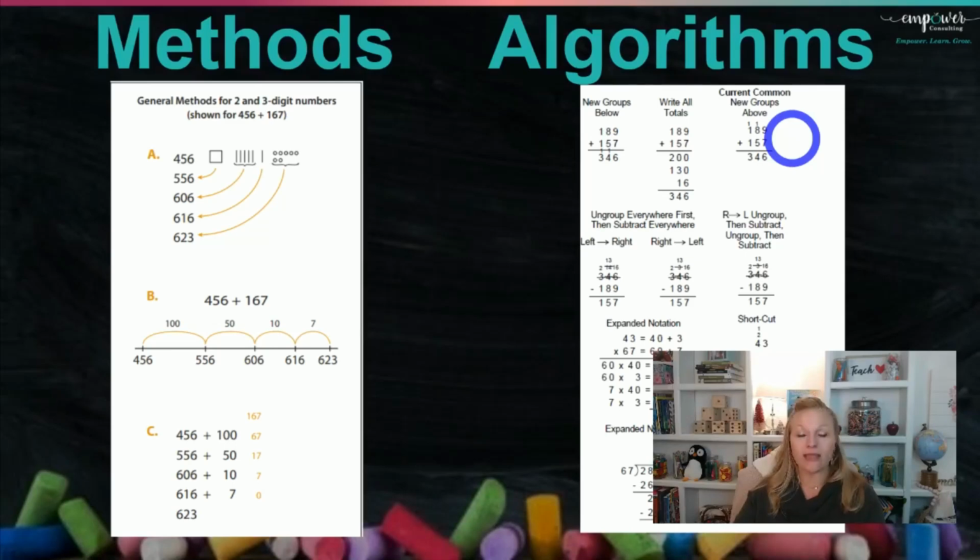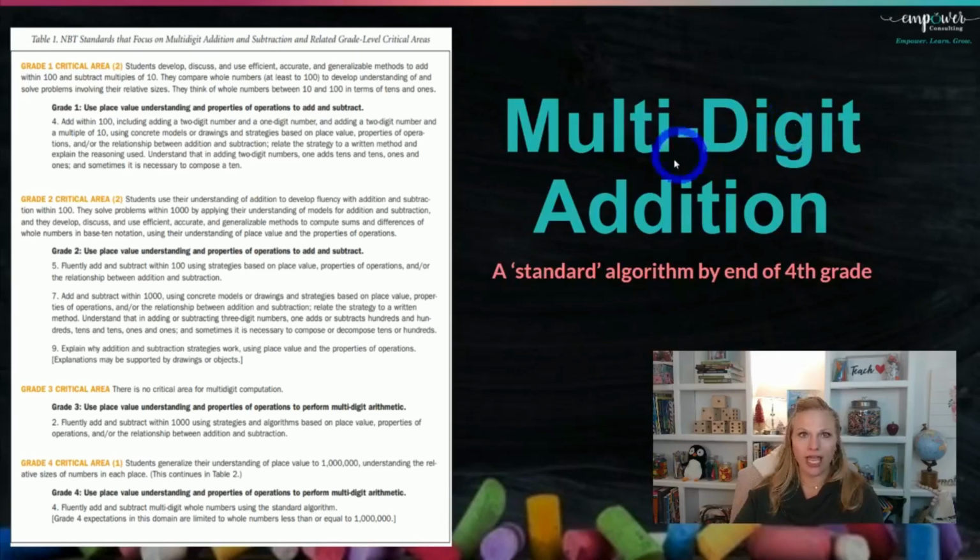of 4th grade. They must have in 1st grade, in 2nd grade, and in 3rd grade, they must have place value understanding. So if you look here in 1st grade, it says use place value understanding and properties to add and subtract. Use concrete models, drawings, strategies based on place value. Use operations, use a relationship, use a written method, okay, to explain their reasoning.